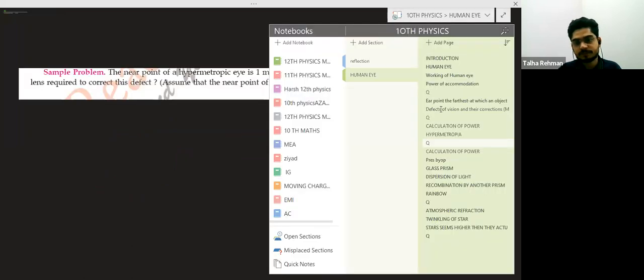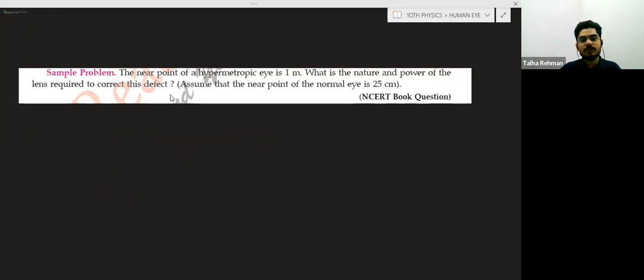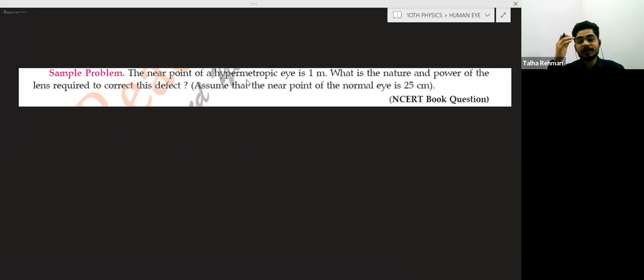So this is the question. They are saying the near point of the hypermetropic eye is 1 meter. So finally, where is the image forming? The image is forming at the near point of the hypermetropic eye. So V is equal to minus 1 meter, and it can be written as minus 100 centimeter. What is the nature? The lens is a convex lens, and a convex lens is a converging lens.